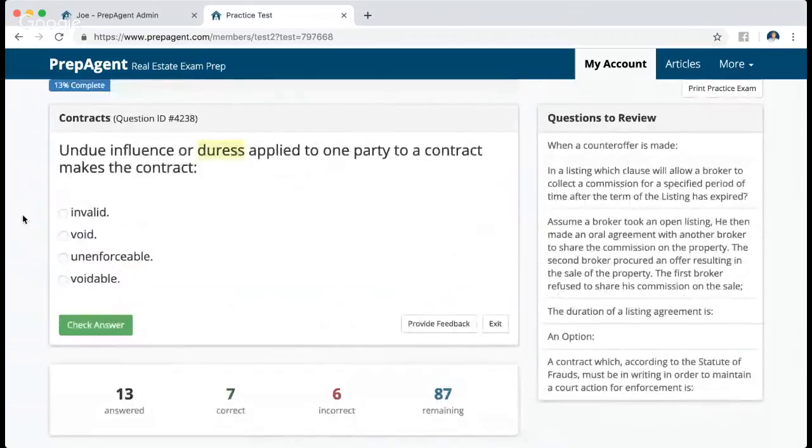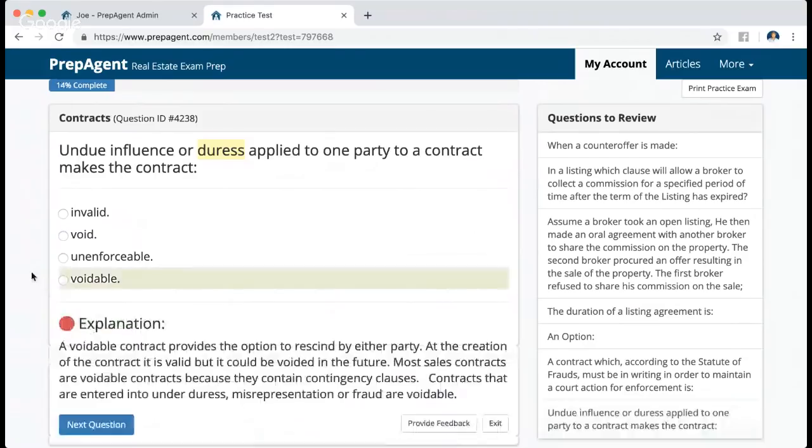Undue influence or duress applied to one party to a contract makes the contract A, invalid, B, void, C, unenforceable, or D, voidable. And the answer is D, voidable.